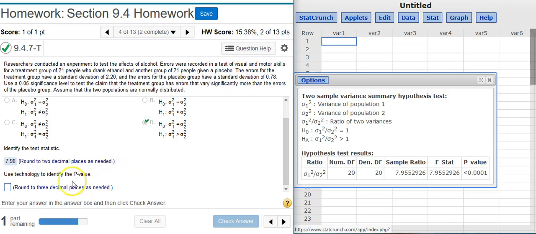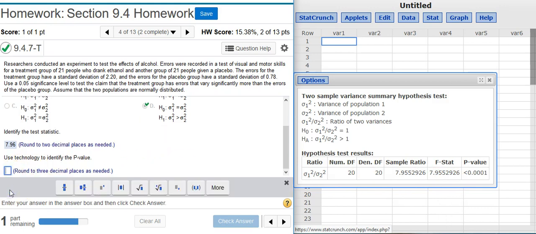The next part asks me to identify the p-value, which we can also get from our results table. It's always the last number listed in the results table. Here we see it's listed as less than 0.0001. This means that the actual value of the p-value is not 0, but a number that's so small it is, for all practical purposes, 0. And so that's what I'm going to put here in my answer field.